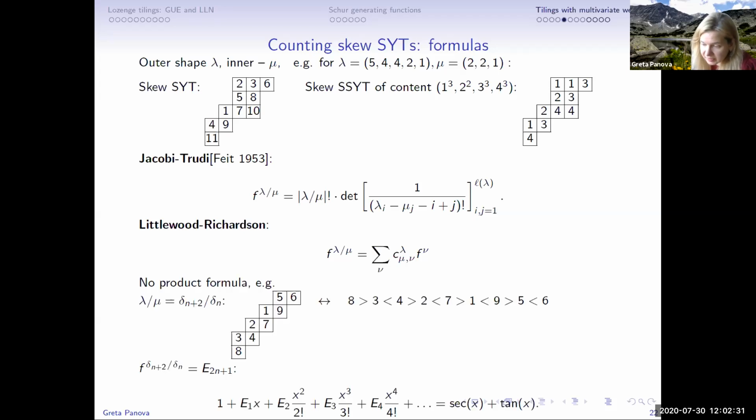And you can convince yourself this is not going to be so nice, because we can take this staircase shape, zigzag shape, and this would be the skew shape between two staircases of thickness 1 and thickness 2. What are the standard Young tableaux corresponding to this shape? Well, if we read the numbers along this zigzag path, we are getting an alternating permutation: increasing, decreasing, increasing, decreasing.